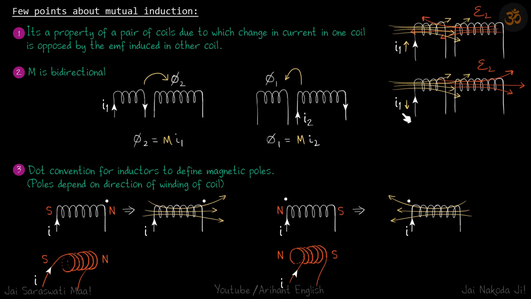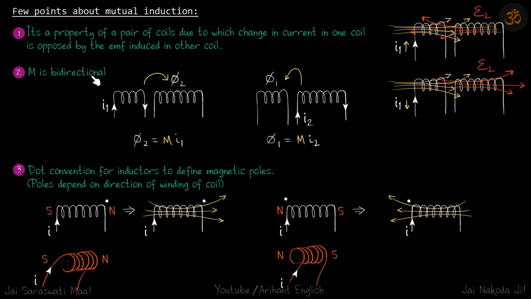Now if the current is decreasing, then the EMF will be induced in such a way that it supports the original field lines. So here the current was increasing, so this EMF is trying to reduce it. Here the current is decreasing, so by increasing the flux in the first coil, it is trying to increase it. So that's why it is said that it's the property due to which change in current in one coil is opposed by the EMF induced in the other coil.